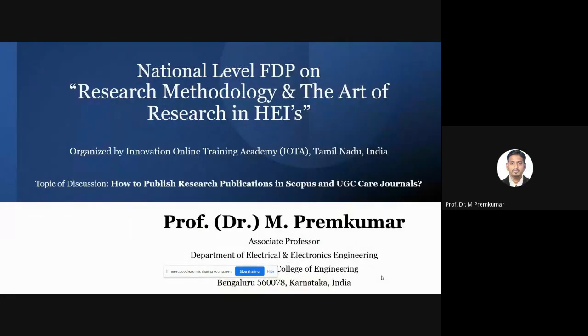So first of all, before starting the session, I would like to invite you all for this wonderful FDP on research methodology and the art of research in higher education institutions. And this is one of the important FDPs. People are conducting so many FDPs in technical fields, but this is the area we have to focus on, because in recent days many researchers are coming up, and even research is mandatory for most of the faculty members. So this kind of awareness program is required. So I thank the Innovation Online Training Academy for organizing this wonderful FDP.